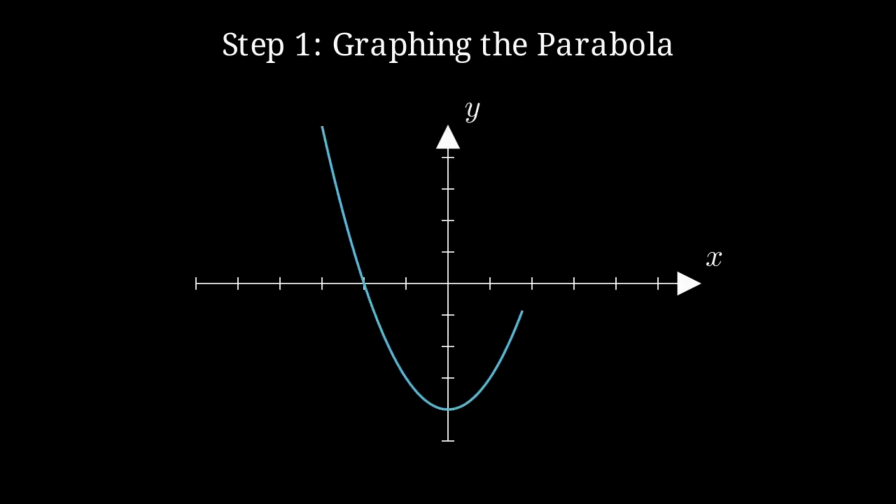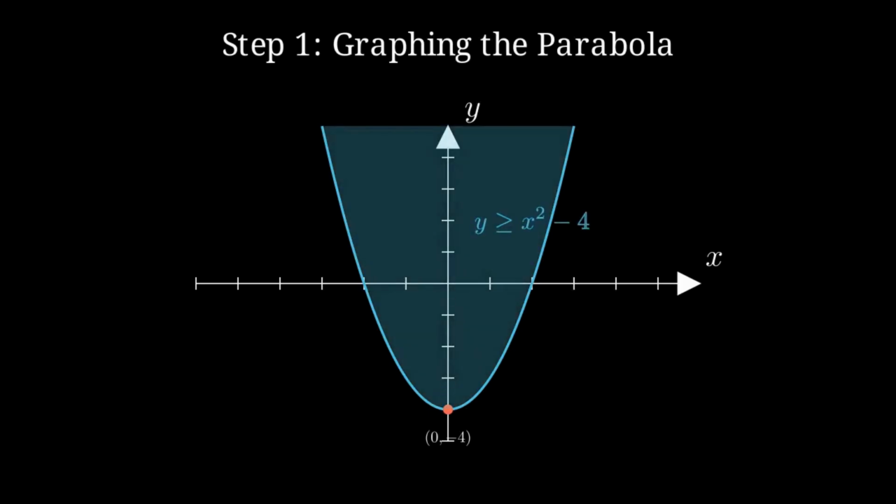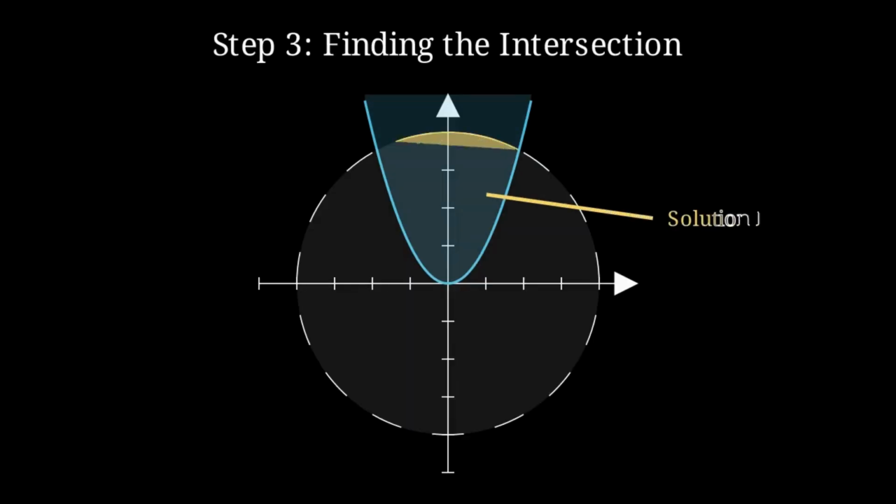First, we graph the parabola y equals x squared minus 4. Because the inequality is greater than or equal to, we draw a solid line. Since y is greater than the expression, we shade the interior area above the vertex. The solution to the system is the region where both shaded areas overlap.